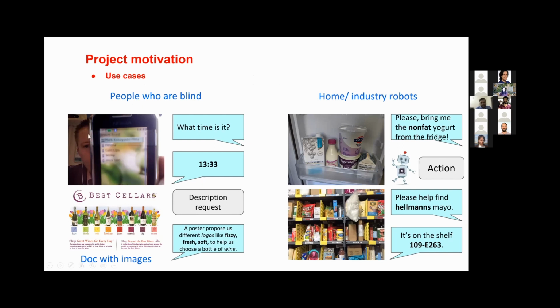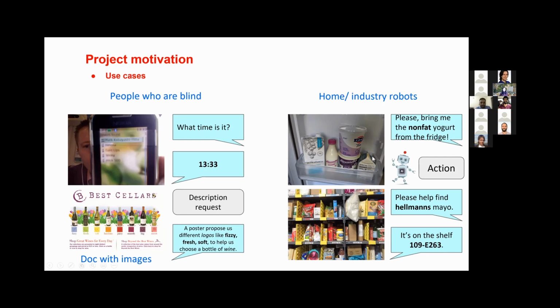For example, to help them read the time from a certain screen. Such a system could also be used to understand documents with images. For example, the system could automatically generate a description for a poster image. And the system can also help an intelligent agent or robot perform more complicated tasks.